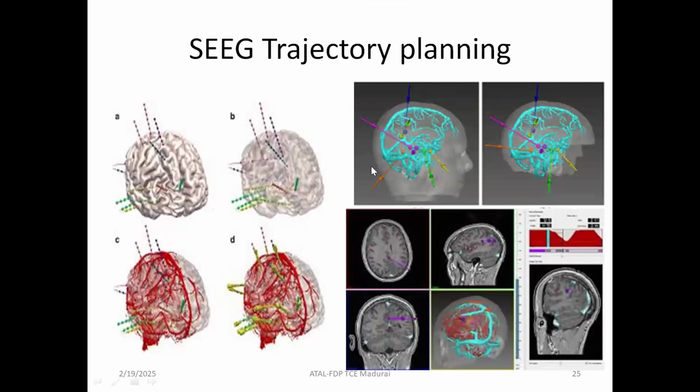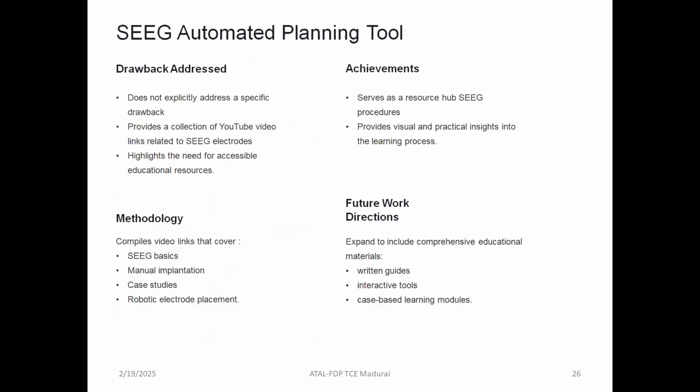You can see the backside, the side view, the axial view, and some different views and perspectives of the brain. We have to identify that portion, and we need to plan this SEEG trajectory. This is quite interesting in neuro problems.